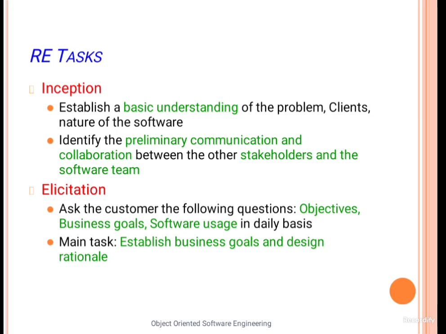This is the process of asking questions. For example, what is your business goal? Who will use the software? What problems are you currently facing? What features do you expect? Think about visiting a doctor. The doctor asks several questions before giving treatment. Similarly, software engineers ask customers many questions before developing software.